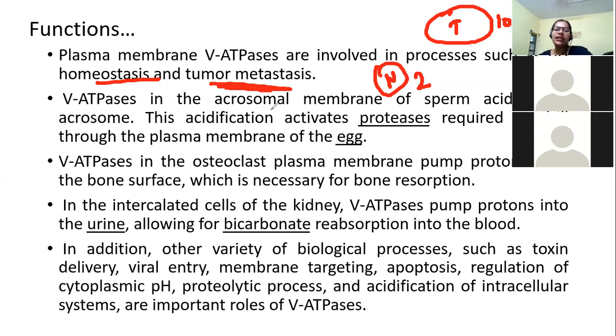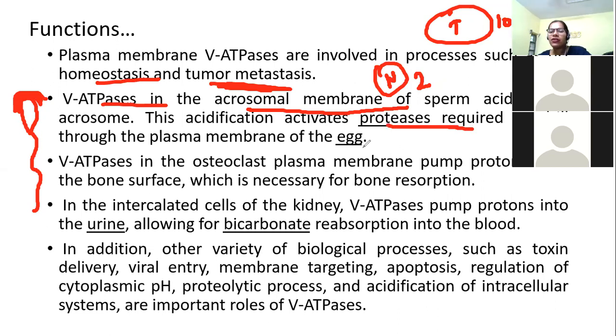Now, it is also present in the acrosomal membrane of the sperm, which acidifies the acrosome. You know that the sperm is there during fertilization. At the head region, the acrosome is there. Over there also these V ATPases are present, which activate the proteases required to pass through the plasma membrane of the egg, and hence fertilization takes place.